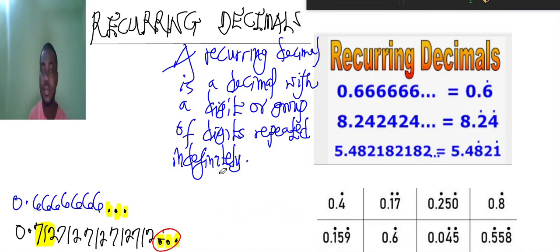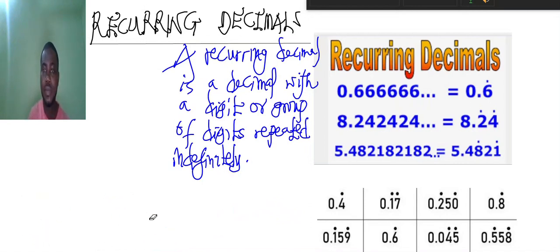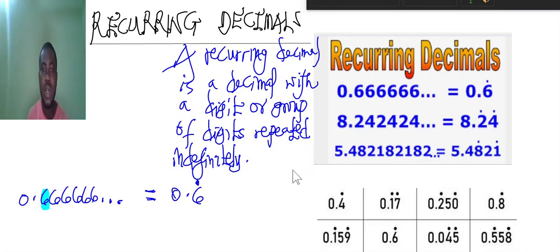Okay. Now let's see from the images we have. 0.6666666 like that, without end. So the recurring digit is actually 6. We can shorten that as 0.6 and we put a dot on top. The dot on top of the 6 shows that the 6 is the digit that keeps recurring.